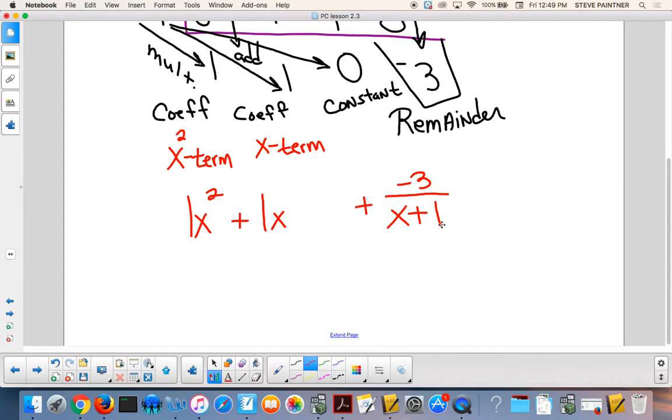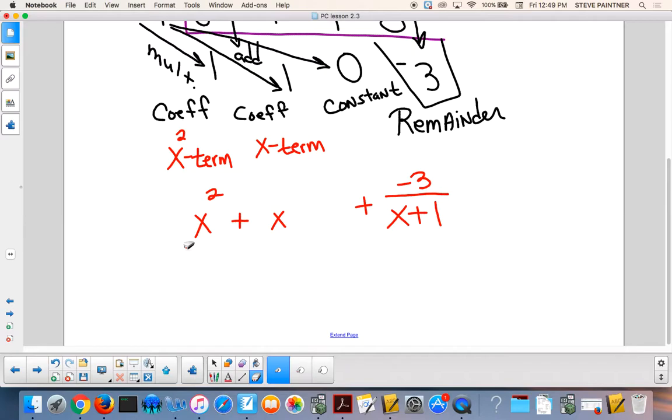Any questions? No. Okay. I can get rid of the ones if it makes it look better for you. So it's x squared plus x plus that remainder. That's it. So if you did long division, you'd get the same answer, but it would take you 3 times longer. Okay?